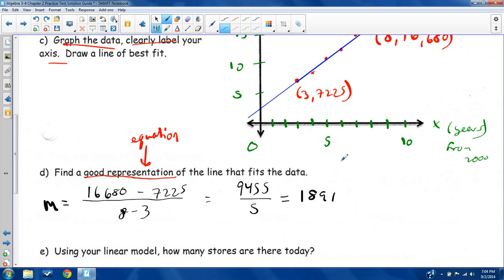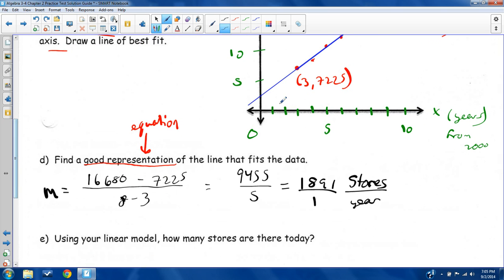Pretty good. Now, what does the slope mean? This is over 1. Remember that. 1891 is 1891 stores per year. That's stores, not stones. Okay, that's what that slope means. We still need to find a y-intercept.